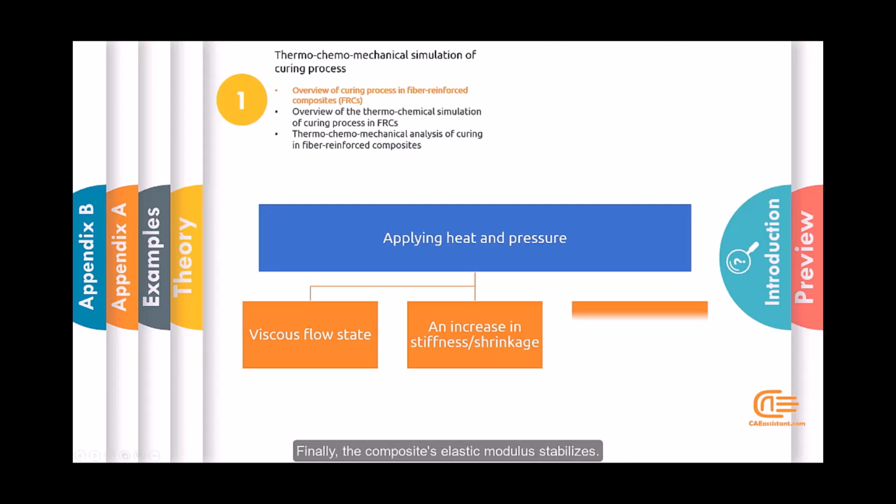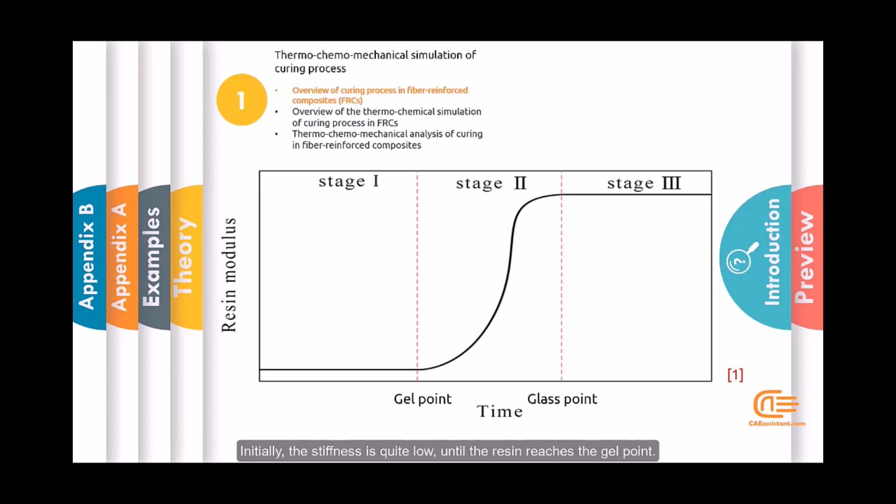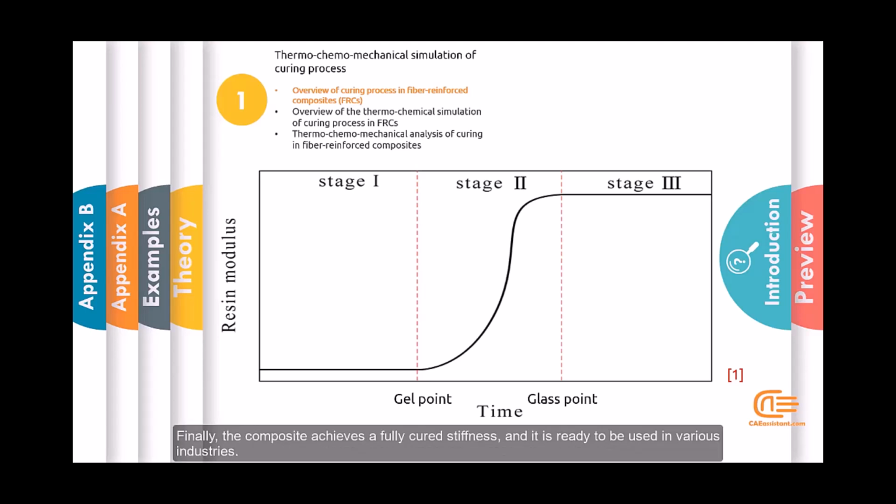Finally, the composite's elastic modulus stabilizes. To gain a clear understanding, consider the changes in the resin stiffness during the curing process in the figure. Initially, the stiffness is quite low until the resin reaches the gel point. Afterward, it gradually increases until reaching the glass point. Finally, the composite achieves a fully cured stiffness and it is ready to be used in various industries.